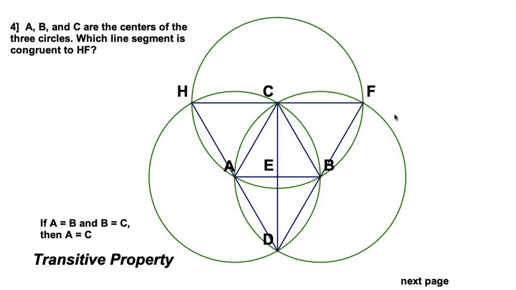So let's look at HF. HF is a diameter of circle C. So the diameters of the other circles, FD and HD, would certainly be congruent to HF.